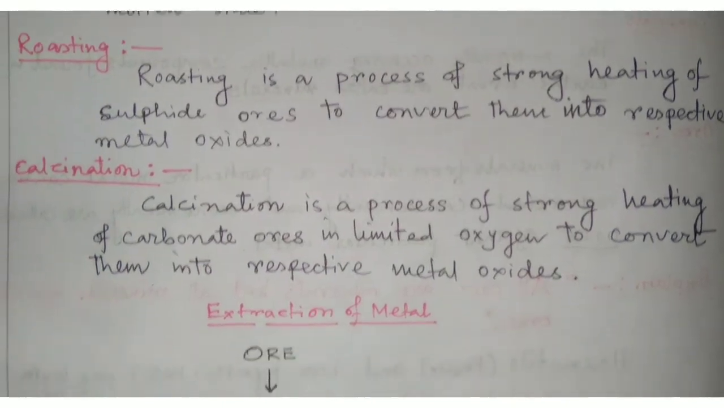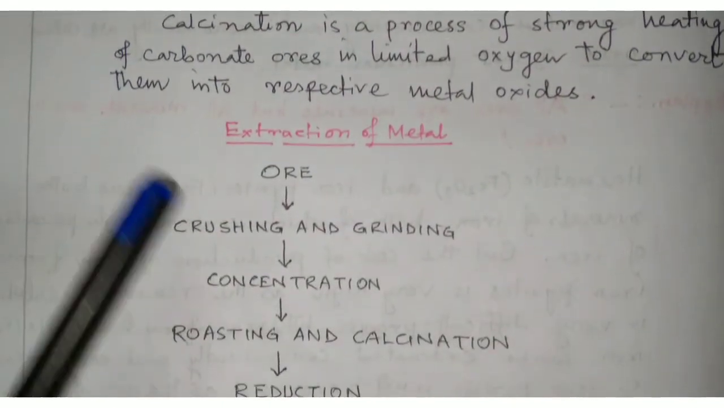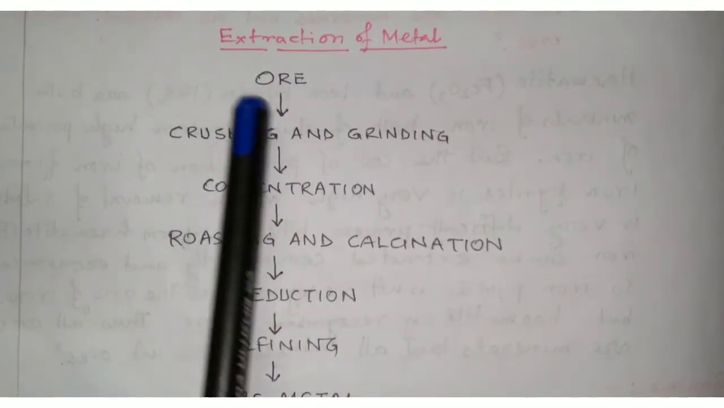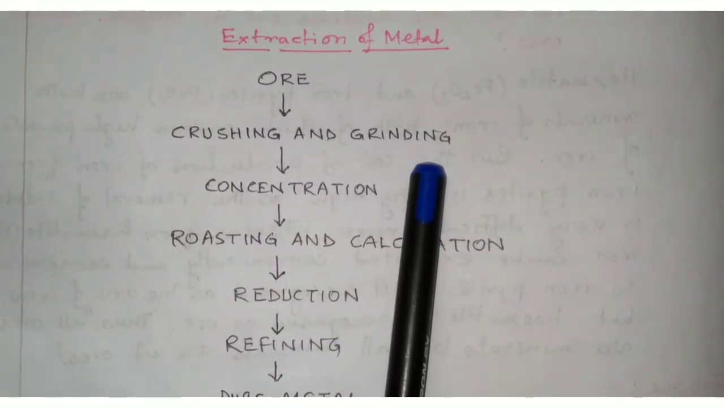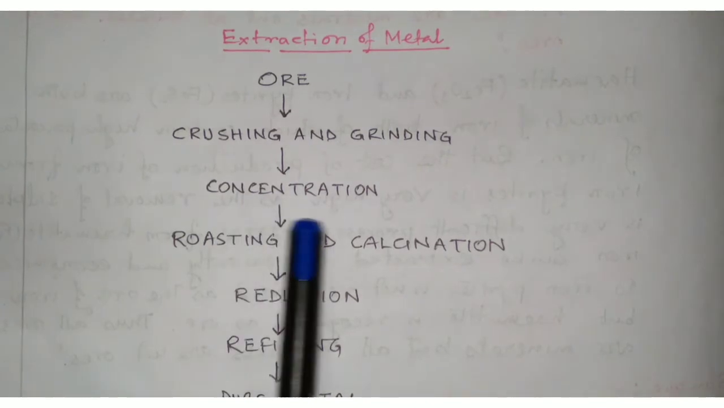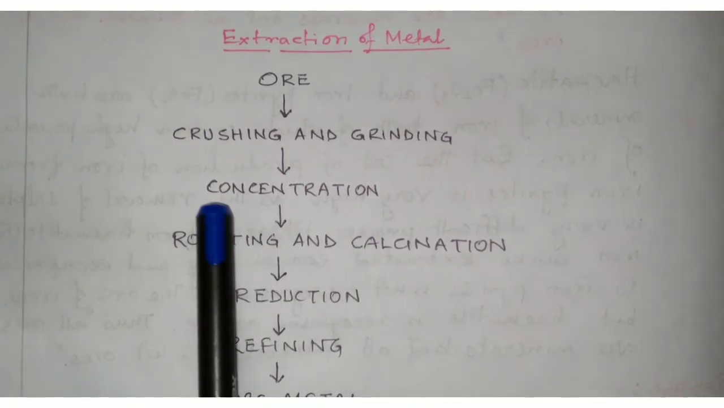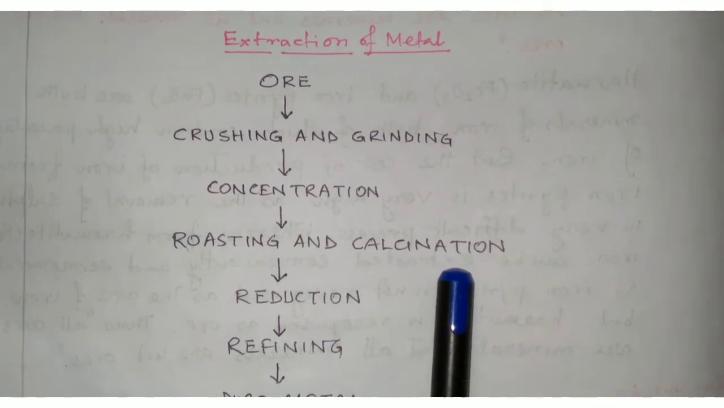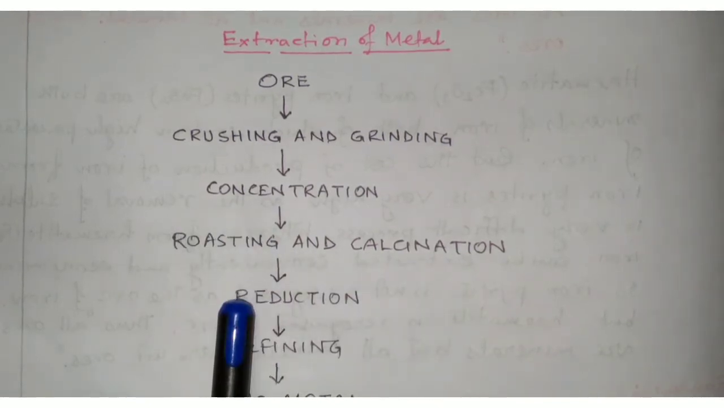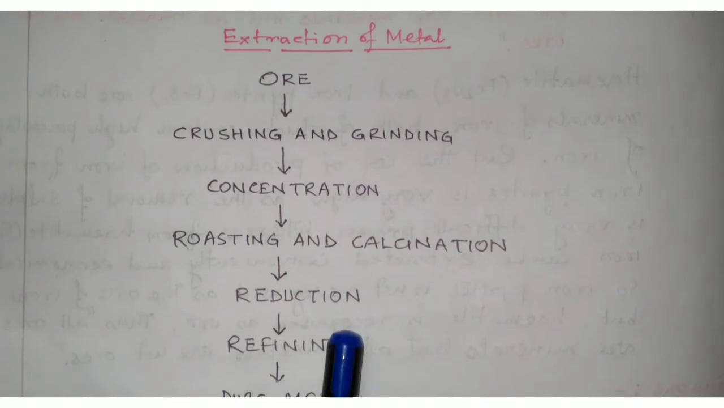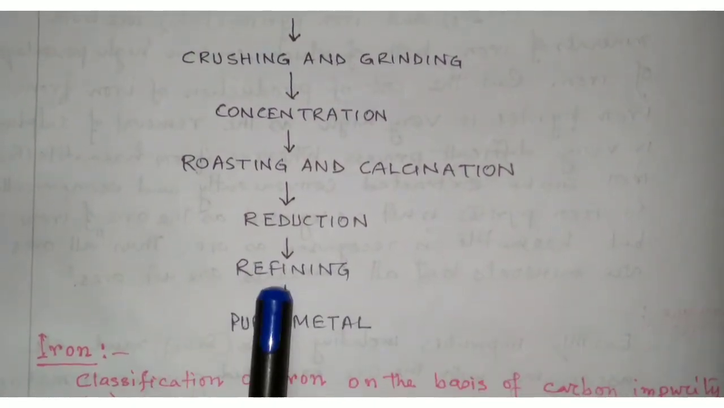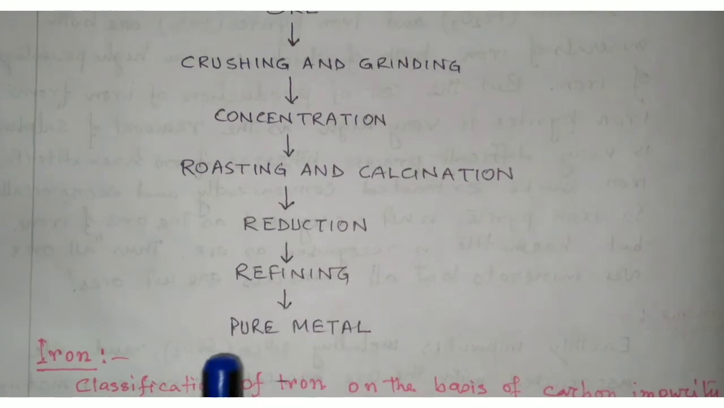Now, there is a flowchart of extraction of metal from their ores. At first ore, then crushing and grinding, after that concentration, and after concentration roasting and calcination, and then reduction. After reduction we can refine the metals, and after refining we get the pure metals.